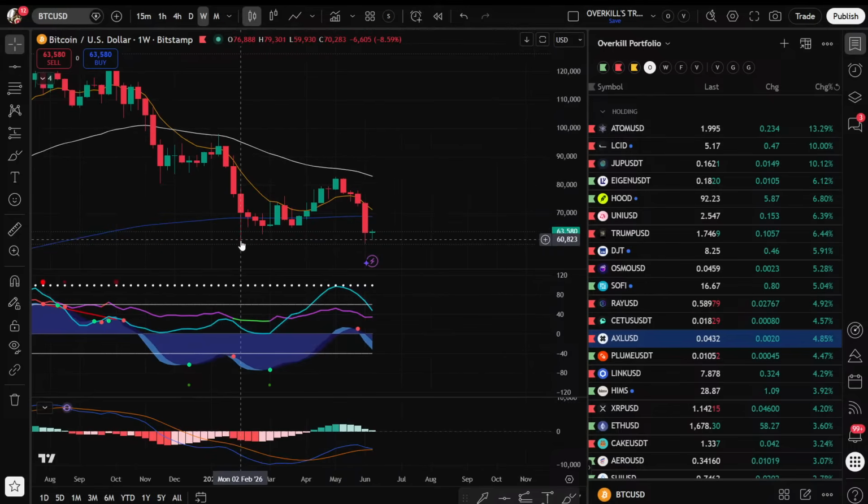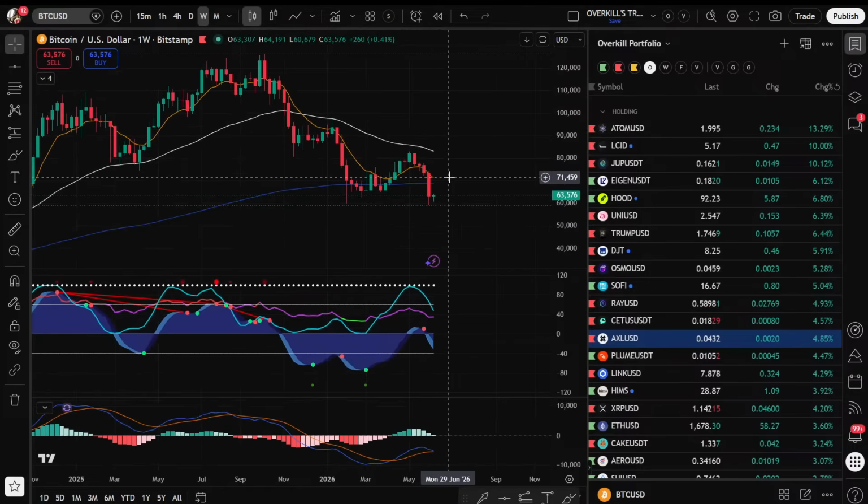A double bottom is where price hits the same level twice. You can see we hit 59,000 back here in February, okay? And where did we bounce last week? We bounced at around 59K. So to me, that looks like a bear trap, okay?